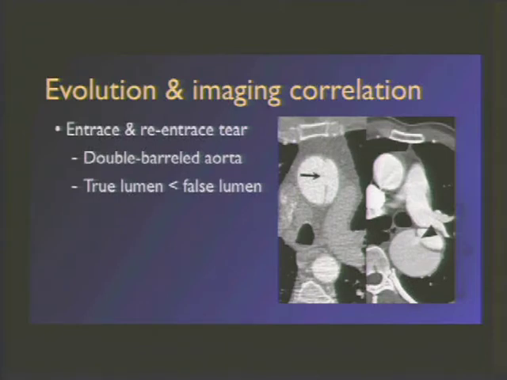The first and probably the most common one is that you're going to have an entrance tear and a reentrance tear. That's also called the double barrel aorta, where the true lumen is smaller in diameter than the false lumen. Here I'm showing two examples. This is a type A dissection where you can see the entrance tear, and this is the true and the false lumen. And there's a reentrance tear in a different case in the descending aorta, shown here with the arrowhead.